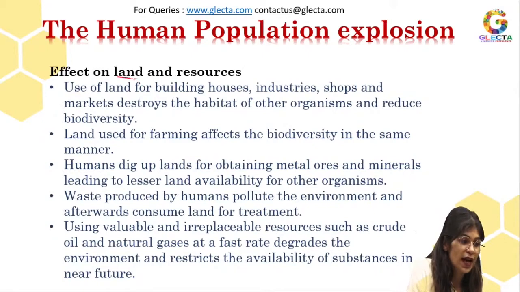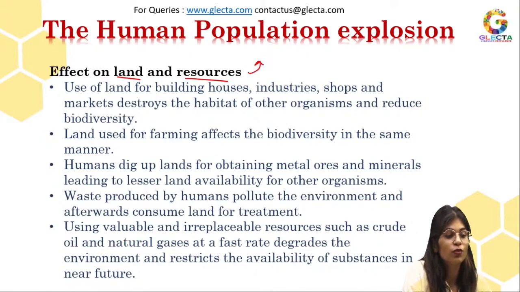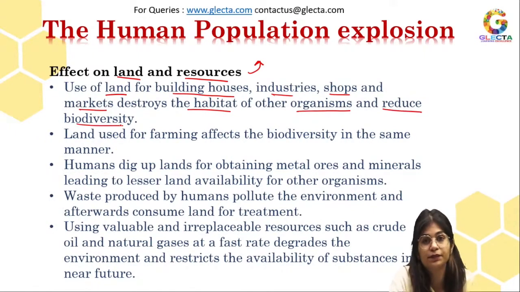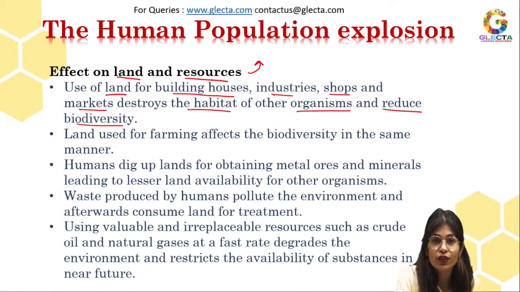What are the effects on land and resources because of human population explosion? Use of land for building houses, industries, shops, and markets destroys the habitat of other organisms and reduces biodiversity. If you look around yourself, you must have at least one place that is now abandoned, but it must have been a place for a lot of animals to live. It's not really a garden, but it's an entire range which is abandoned now, and it looks like a park now.